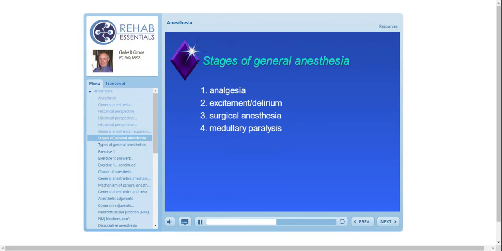If a person becomes too anesthetized, they can undergo medullary paralysis, where the control centers in the medulla, respiratory and cardiovascular control centers, become paralyzed.